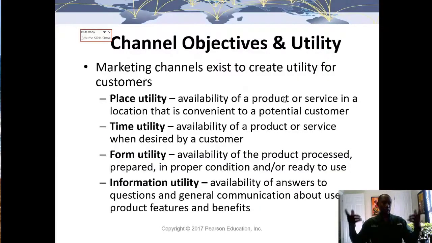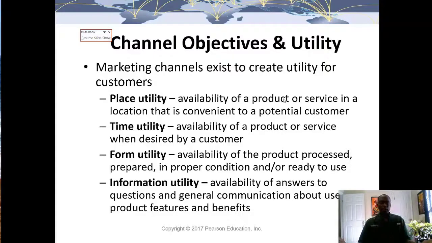So that is the utility. We want value, and value can be defined as a benefit. What are those benefits? Now, a company is supposed to provide you with a value proposition or a benefit. And sometimes that benefit can be that something makes life easier. It makes things more convenient. It's cost effective. It saves you money. It saves you time. Those are value propositions. So here in terms of utility, you see marketing channels exist to create utility for customers.